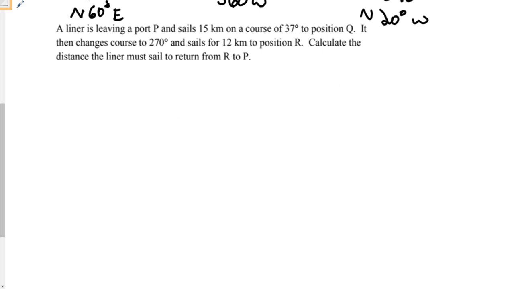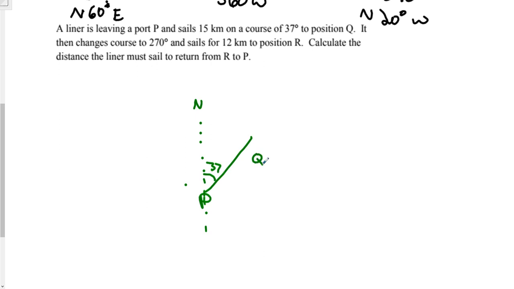All right, so for our last example here, we're going to deal with bearings. Surprise, surprise. I'll help you guys set this one up, and then I'll leave you guys to try the work, okay? So a liner is leaving a port, P, somewhere here, and it sails 15 kilometers on a course of 37 degrees. So from the port, I'm going to draw north. That's going to head off, 37 degrees, okay? To position Q. So we'll call this Q.